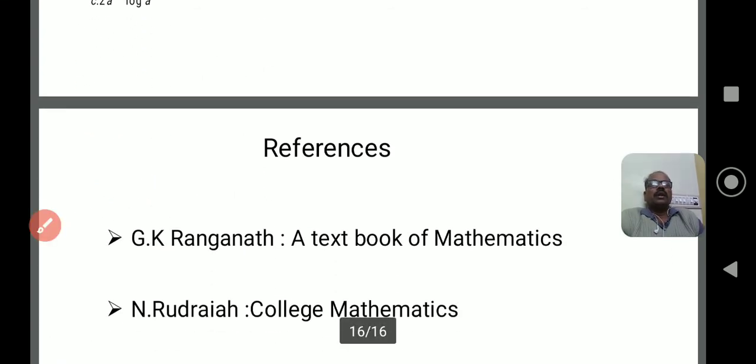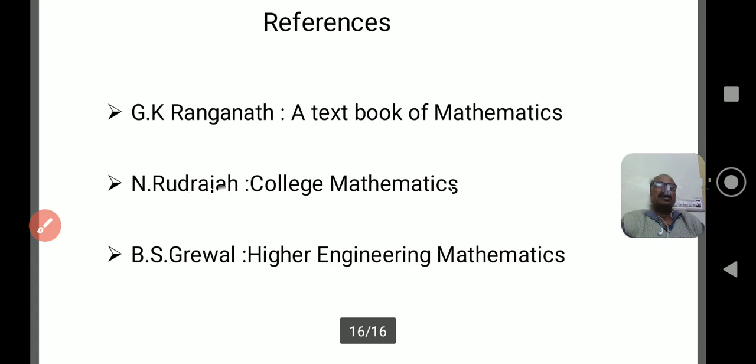Okay, now the reference books are the same: Engineering Mathematics by N. P. Bali, Higher Engineering Mathematics by B. S. Grewal. Okay, we will meet in the next session for more examples.